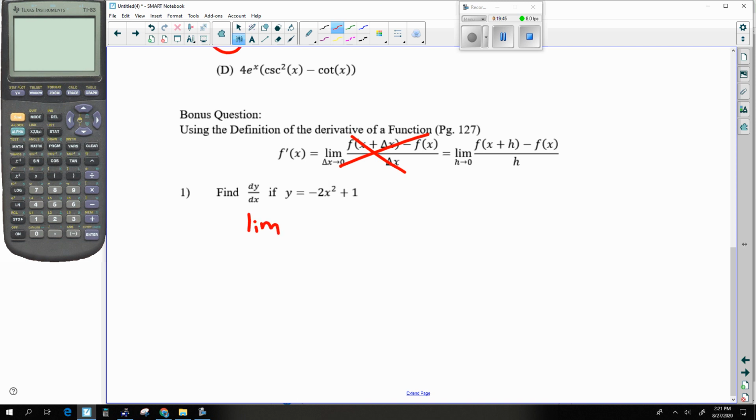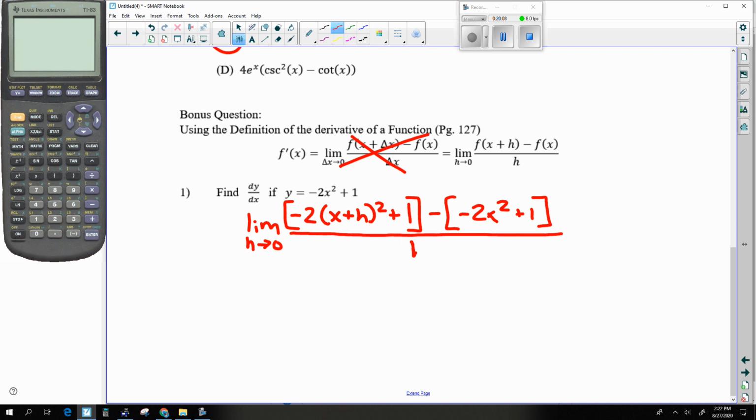So the limit as h goes to 0 of f of x plus h. So that'd be negative 2 times x plus h squared plus 1 minus f of x. So that's negative 2x squared plus 1, all over h. All right, so I'm going to kind of jump ahead. We're taking the derivative in this old school style. I can see real quickly that the answer is going to be negative 4x.